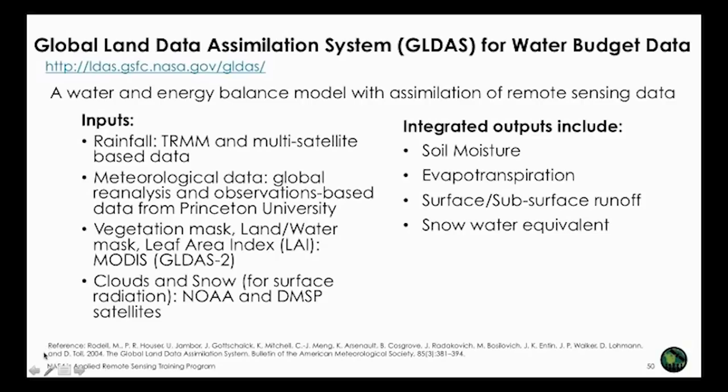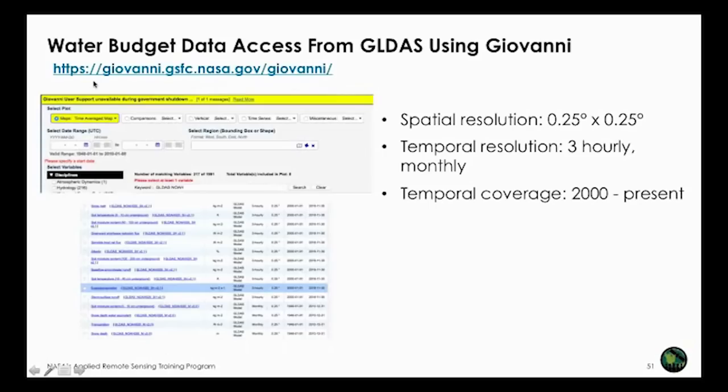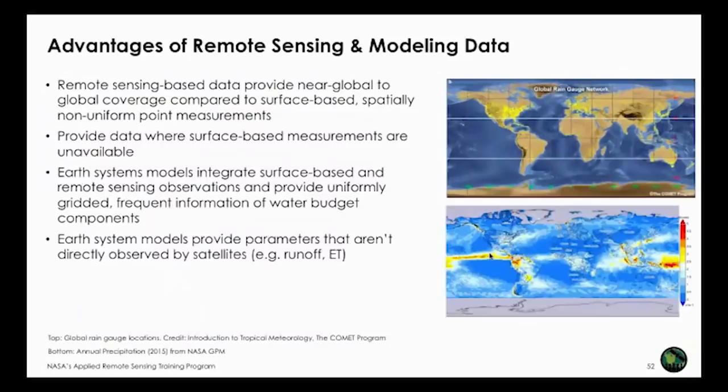Reference is provided here, which describes this system. So more information can be found from this website. And again, GLDAS data are available from Giovanni that we saw earlier. These data are available at quarter degree resolution. They are available every 3 hours and also every month. And temporal coverage is 2000 to present. So GLDAS integrates remote sensing data with a modeling system and provides integrated water budget information. So we will be using this tool, GLDAS data, to estimate water budget for a number of river basins.